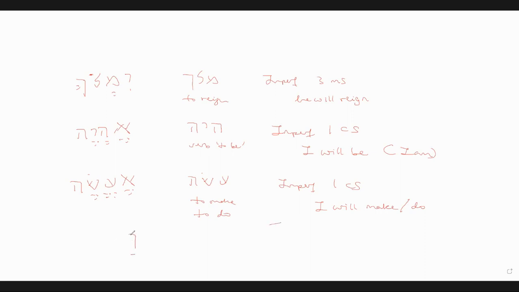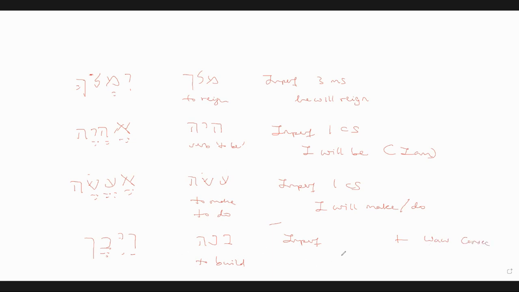It is the formal way, then. Okay, coming from definitely bana, to build. And so you can see the imperfect form already. Okay, and it definitely has a vav consecutive because of the prefix here.